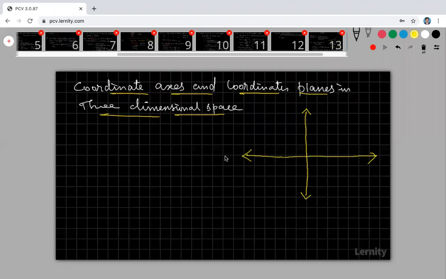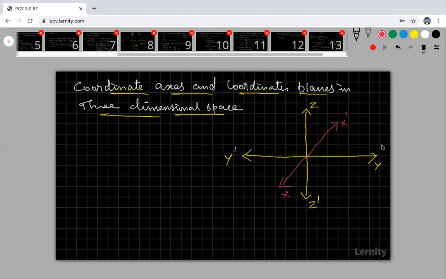There are three coordinate axes. In three-dimensional geometry, we are going to take three coordinate axes: x and x dash, y and y dash, z and z dash. Another coordinate axes are there. One is x and x dash.